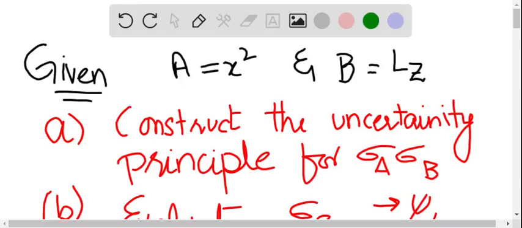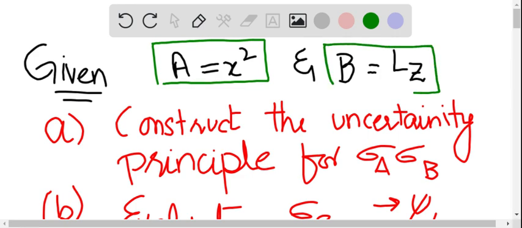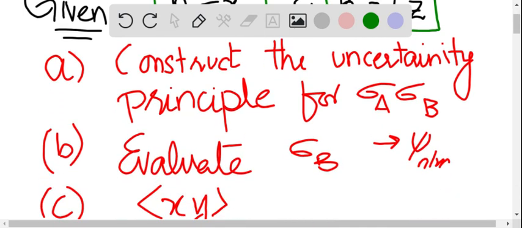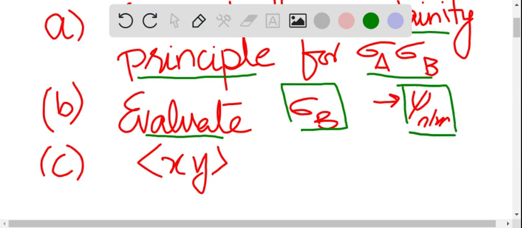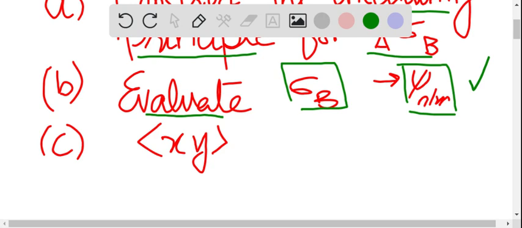So in this question we are given that A is equal to x squared and B is equal to L sub z, right? And we are required to construct the uncertainty principle for the product of sigma A and sigma B. The second part is that we need to evaluate sigma sub B for the wave function for the hydrogen in this state, right? And the last part is, what can we conclude about the expectation value of xy in this state, right?